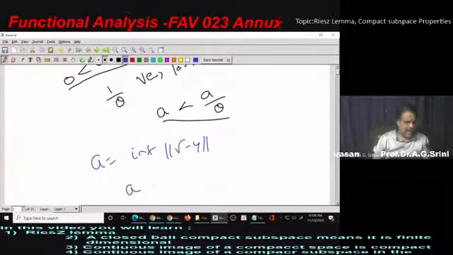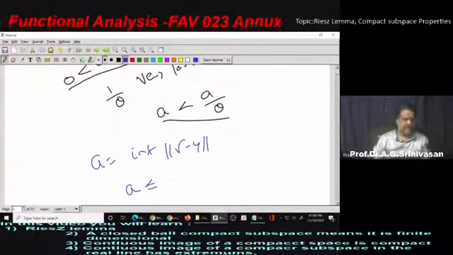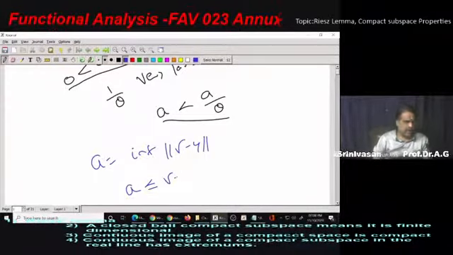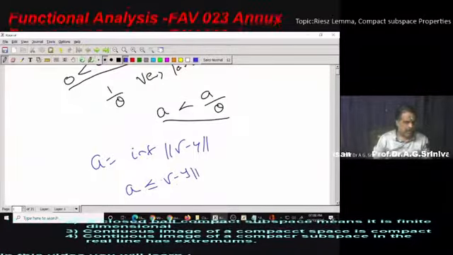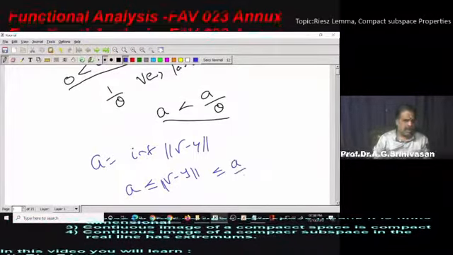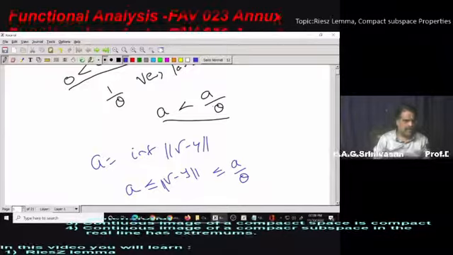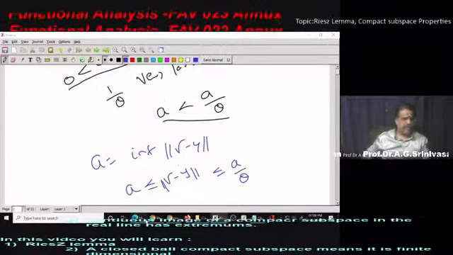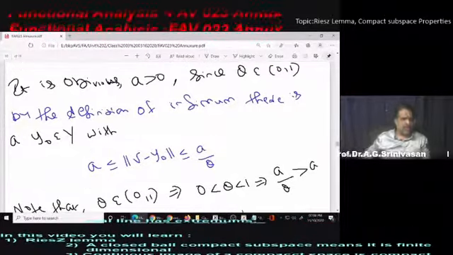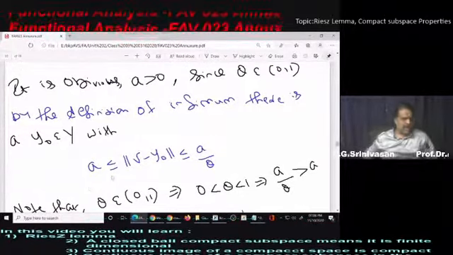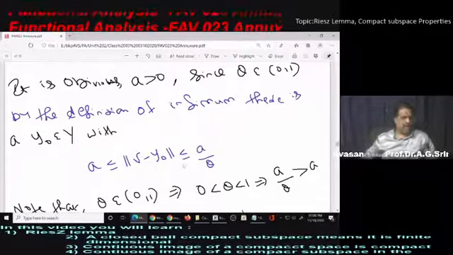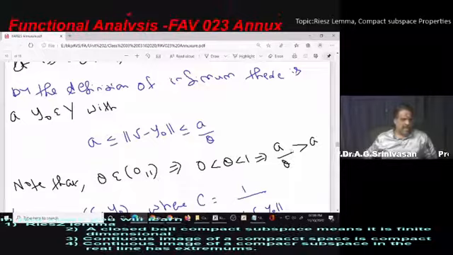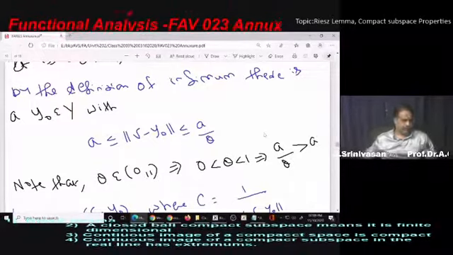And we already saw that a equals infimum of norm v minus y. Therefore, a is less than or equal to, maybe equal to is not going to happen, but at the worst it can happen, norm v minus y is less than or equal to a by theta, because a by theta is always bigger than a. That is what we are trying to write as a step, that you can always find a y naught in Y such that a is less than or equal to norm v minus y naught, which is less than or equal to a by theta, where theta lies between 0 and 1 and a by theta is greater than a.